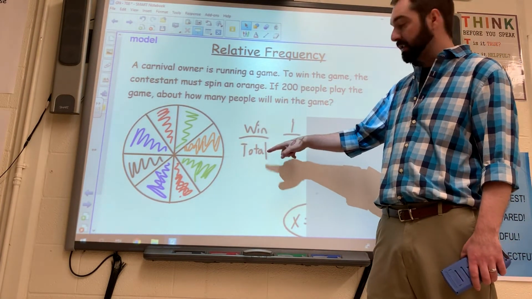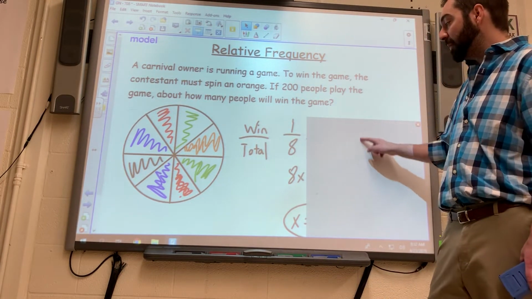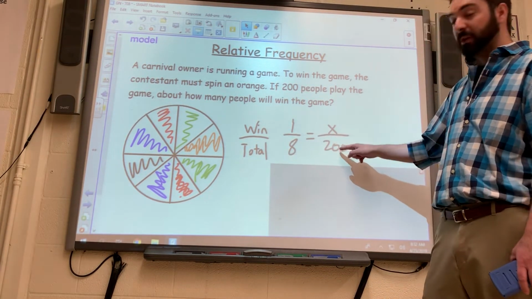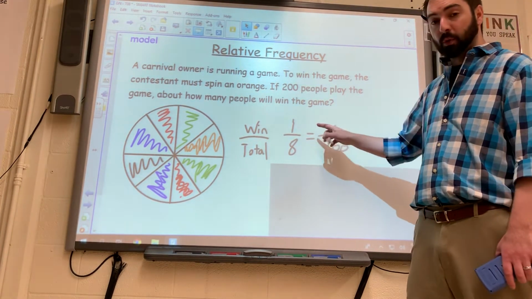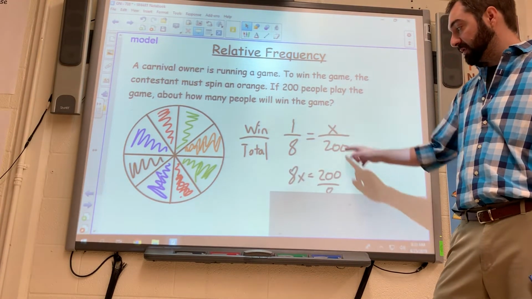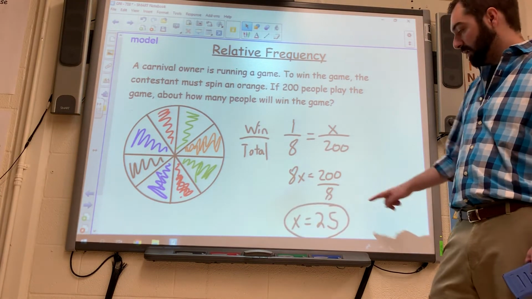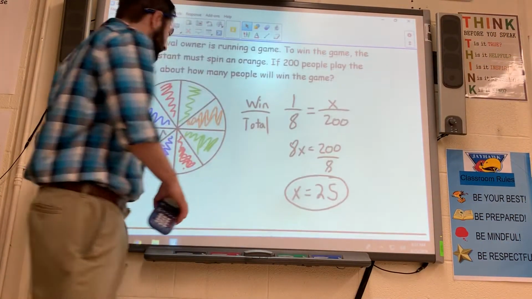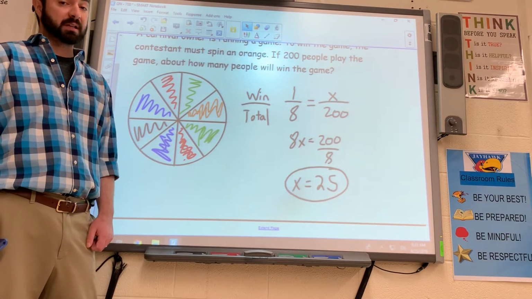So it's the wins to the totals. 1 orange, 8 different options. But I want to see how many winners there would be if there were 200 players. So again, I could set up a ratio and a proportion, cross multiply and solve for my variable. 8 times x is 8x. 200 times 1 is 200. Divide each side by 8. And we'd find out that there would be approximately 25 winners if this was spun 200 times.